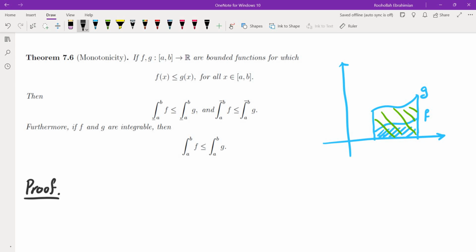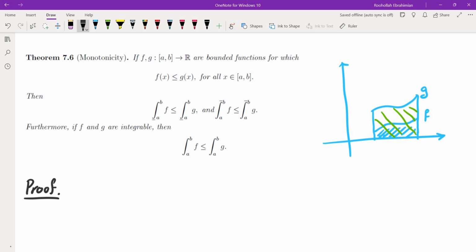And in fact, not only is it true for integrable functions, it is also true for functions that may not be integrable. So you only need the function to be bounded. Then you can take the lower integral or upper integral of both sides. So that's what we're going to do now.